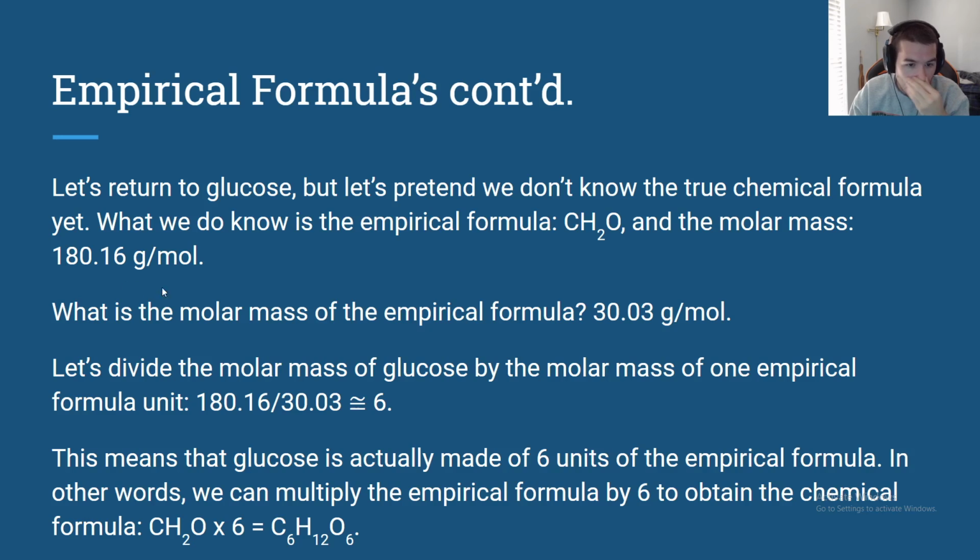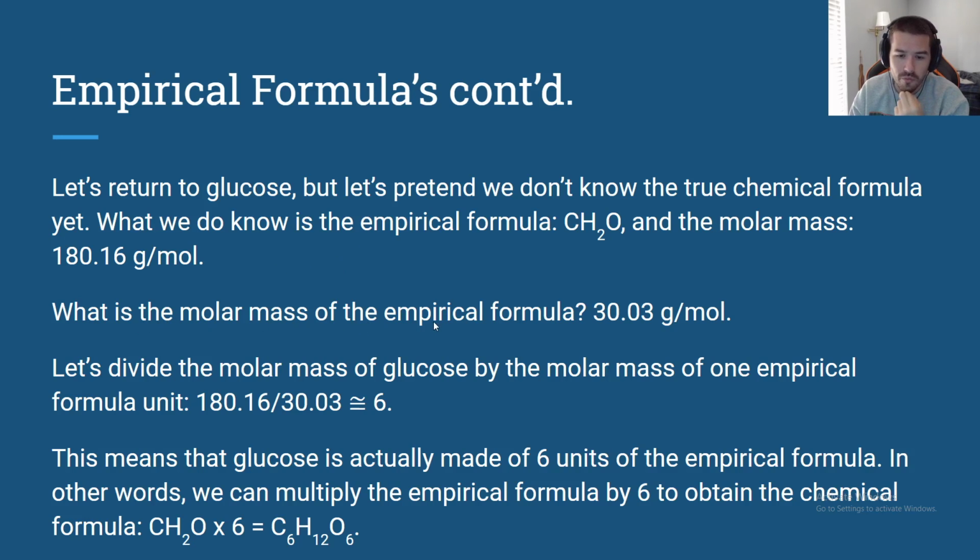So what we need to do is take this overall molar mass and divide it by the molar mass for the empirical formula. That's going to give us, like I said, a whole number or very close to a whole number, and then we can take this empirical formula, multiply it by that whole number, and that will be the actual chemical formula. Hopefully you guys are following along all right.